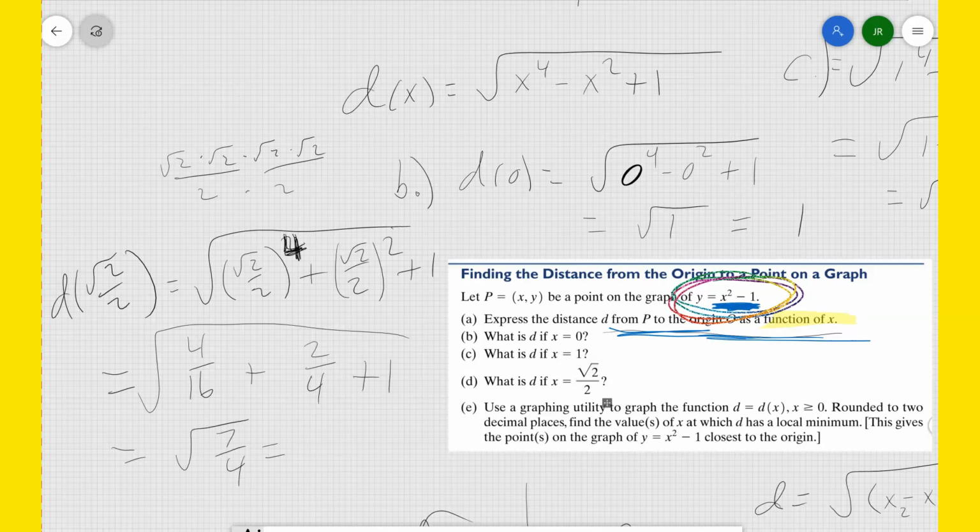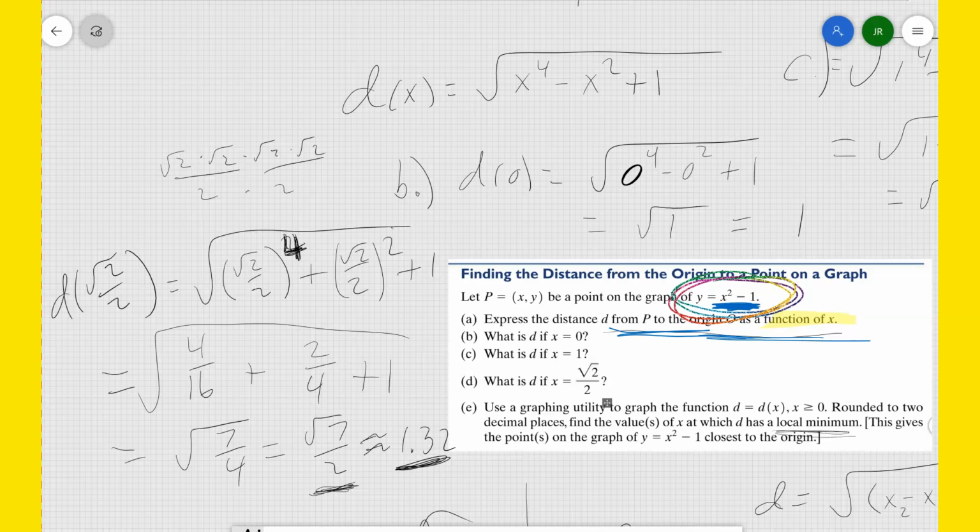Let me pause it. Which is the square root of 7 over 2, which turns out to be around 1.32. That's my answer to part D. Or if I left it, I could leave it like that also. All right, part E. Use a graphing utility to graph the function D and round to 2 decimal places, find the value of x at which D has a local minimum.